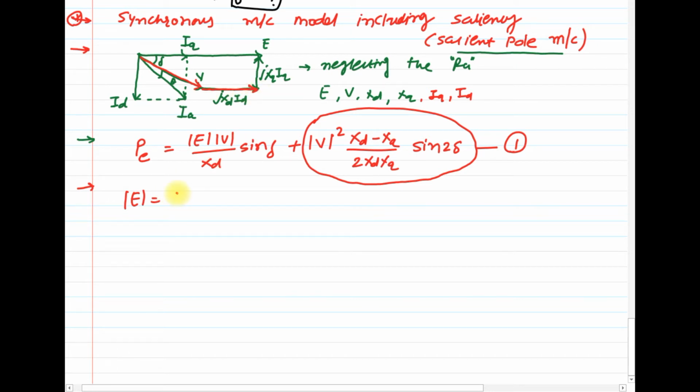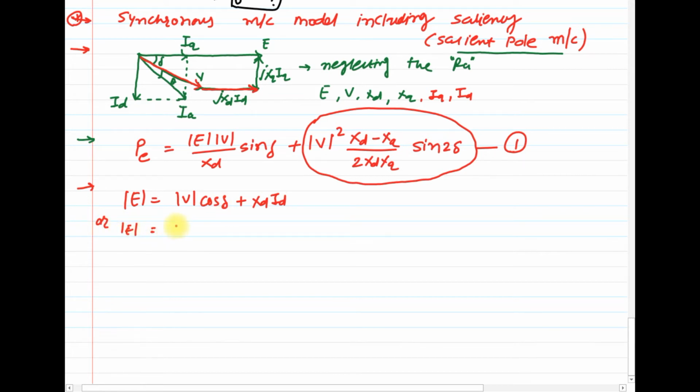So I can write here from the phasor diagram, the no load generated EMF E is equal to V cos delta plus XD into ID. Clear? E is equal to V cos delta plus, that means the summation of these two vectors: the generator terminal voltage plus this vector of voltage drop across the direct axis reactance. Clear? So E is equal to V cos delta plus XD ID.